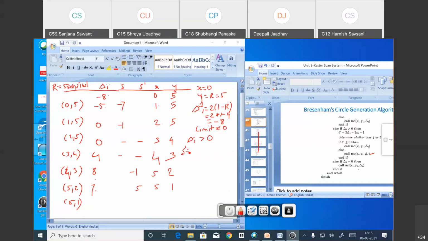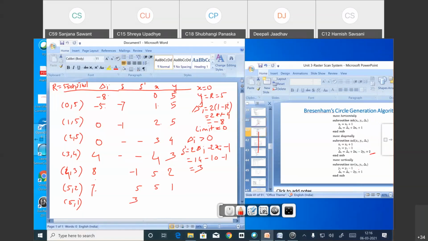How to calculate it? 2 delta I minus 2xi minus 1. What is delta I? 7. So 14 minus 10 minus 1. 4 minus 1, 3. So now delta dash is 3. It is greater than 0. So it calls MV again. Why? Because it is greater than 0. So call MV, means move vertically.